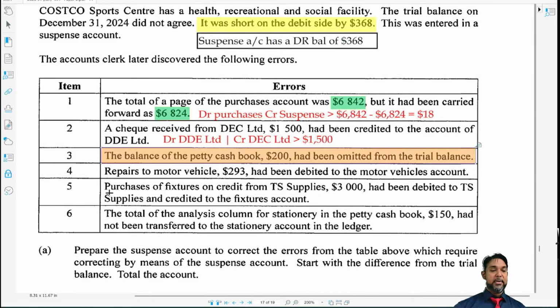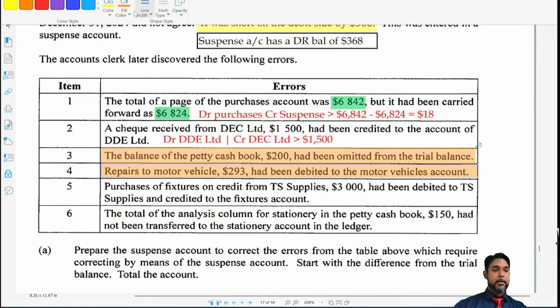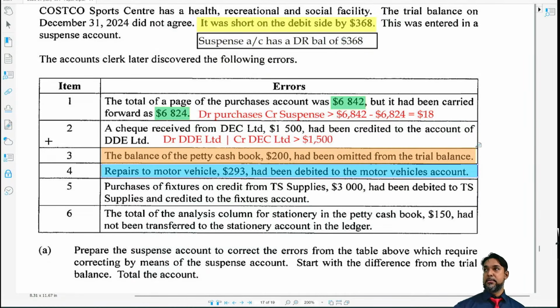All right, next, repairs to motor vehicles had been debited to the motor vehicles account. Okay, repairs. How do we normally classify repairs? Expense. And motor vehicles is an asset. Are assets and expenses the same? No, but they're both debit items because they're both places where money collects or money pools or to which money goes. Money goes towards paying expenses. Money goes towards buying assets, right?